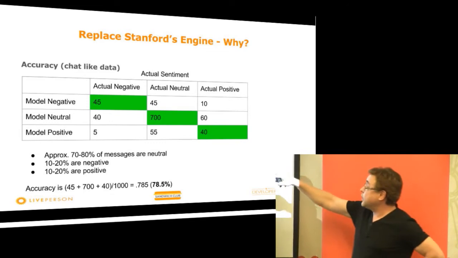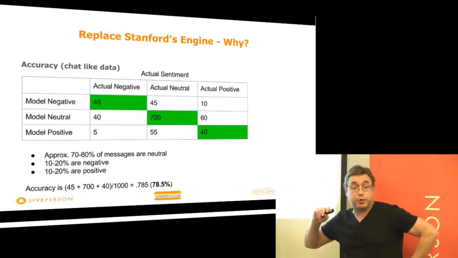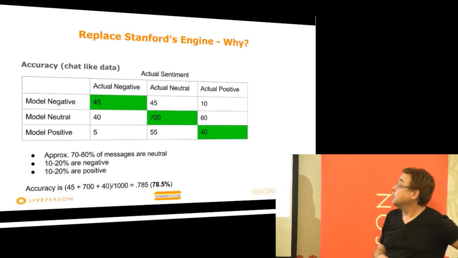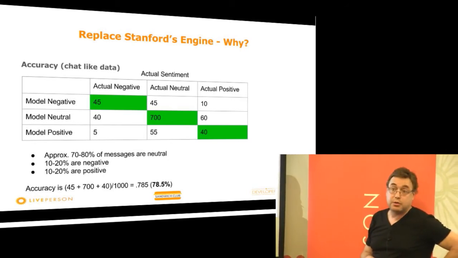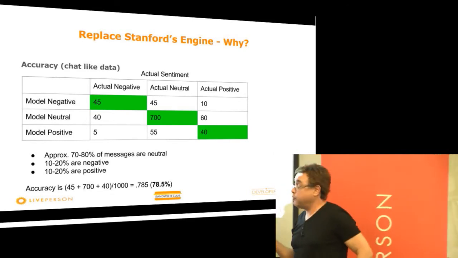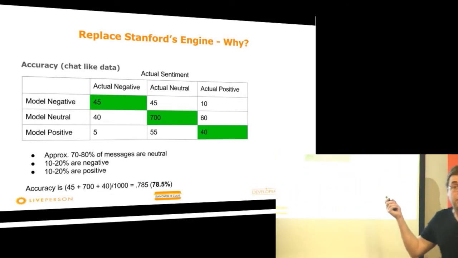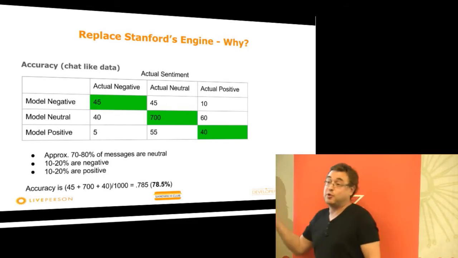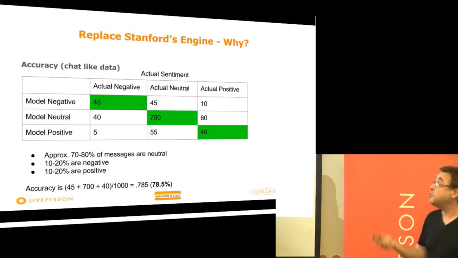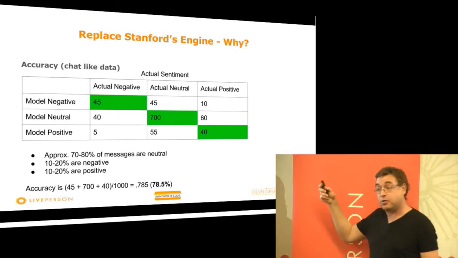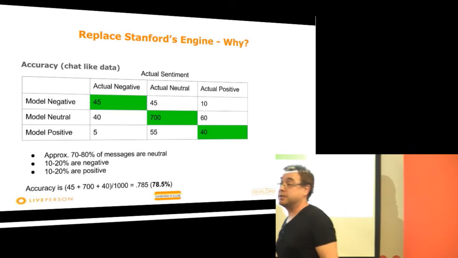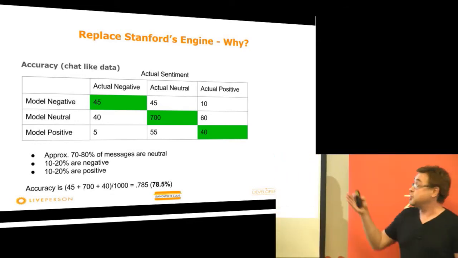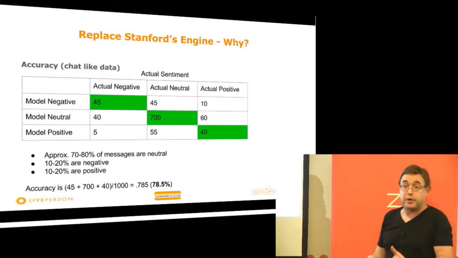So we see 745 correct predictions. It translates to 78.5% accuracy. And while I've been talking, I believe many of you got a better solution for this data, which is a trivial model which predicts everything is neutral. If you predict everything is neutral, you detect correctly 800 sentences out of that 1,000. So you get 80% accuracy, which is better than this model in terms of accuracy.